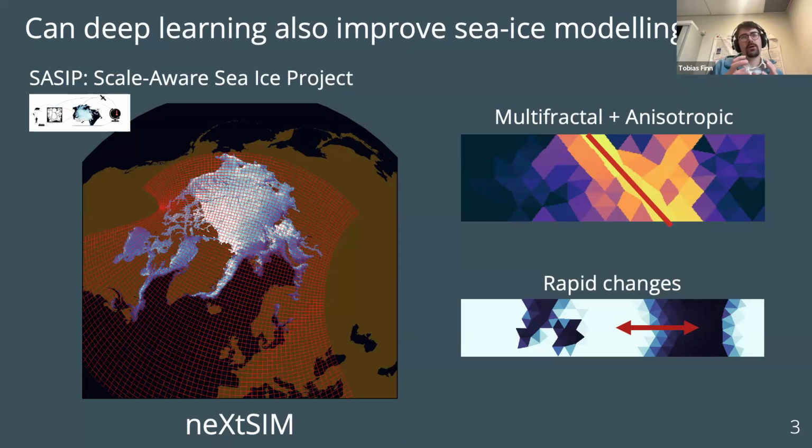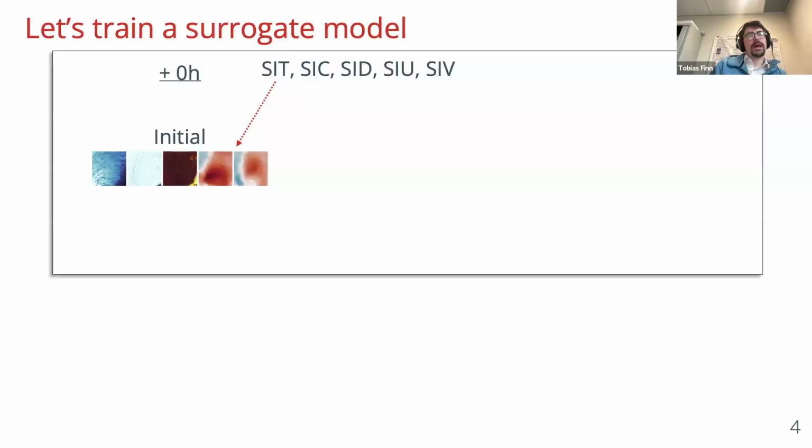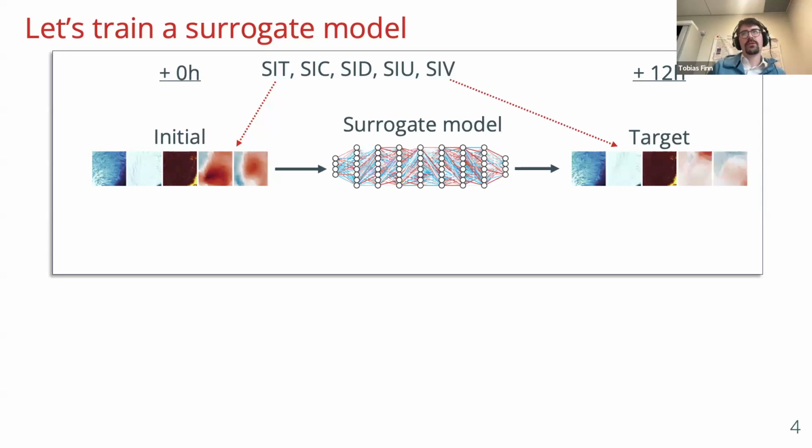Now, let's take this model and build a surrogate model. Let's build a neural network around this model to basically emulate it. The general idea is we have our sea ice fields right now: the sea ice thickness, the sea ice concentration, the two velocity components of the sea ice, and a specific variable, the so-called sea ice damage, which characterizes the subgrid-scale fragmentation of the sea ice. We put these variables into our neural network, into a surrogate model, and predict what happens in 12 hours. So how do these 5 variables look in 12 hours?